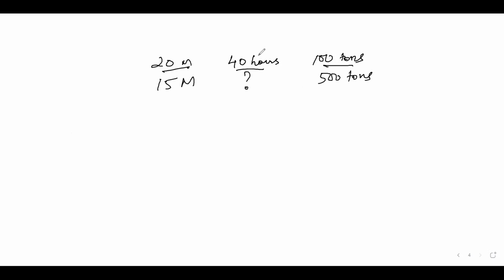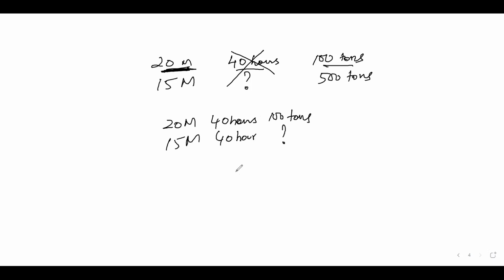So what we do is we'll kind of ignore this 40 hours for the time being, and we'll say that 20 machines in 40 hours can do 100 tons, right? So we'll rewrite it, 20 machines, 40 hours, 100 tons. So we are keeping the time constant. So 15 machines in those 40 hours would do how many tons? If you're finding out this, then we use that as constant. So 20 machines, 40 hours, 100 tons. 15 machines in those 40 hours would do how many tons?